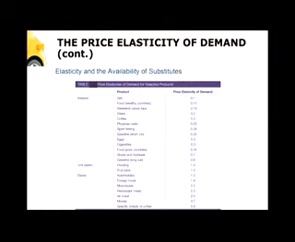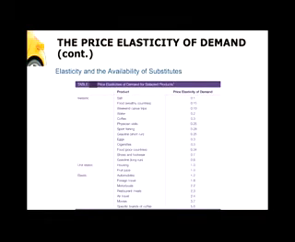Well, here's some examples of price elasticity for different goods and services. Here's an estimate of the price elasticity of salt being 0.1. So we can see that that's a very inelastic demand for salt. So no matter what the change in price is, the demand for salt is not going to be very responsive.